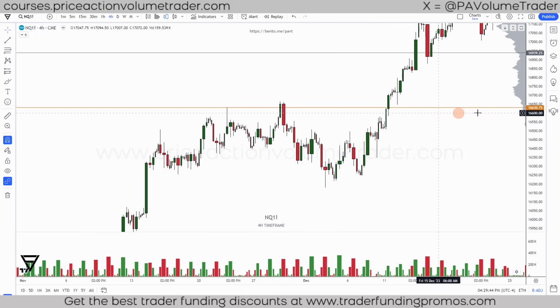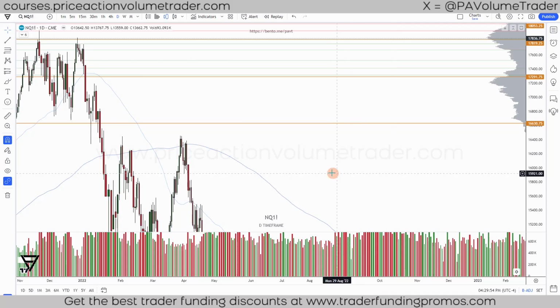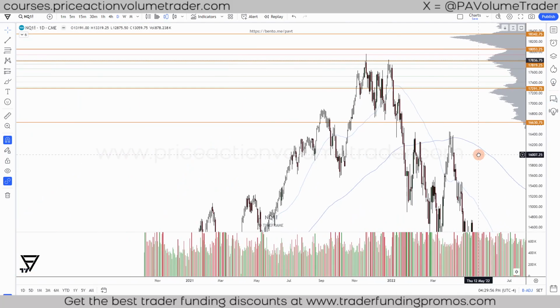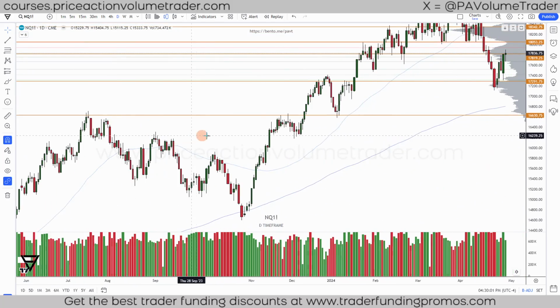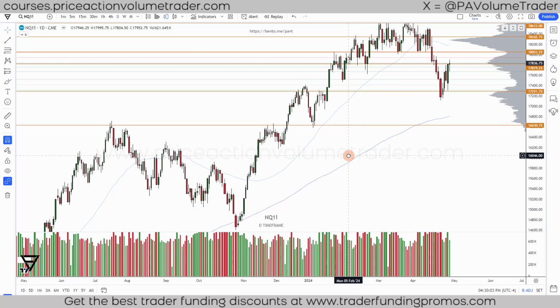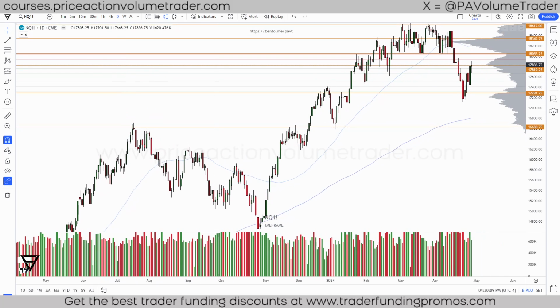Okay, so back here, this level, 16,630, was one of my longer time frame levels that I had marked of interest. If I go into my daily chart and just zoom out, you can see how this level had a ton of big resistance recently until we had this breakout.